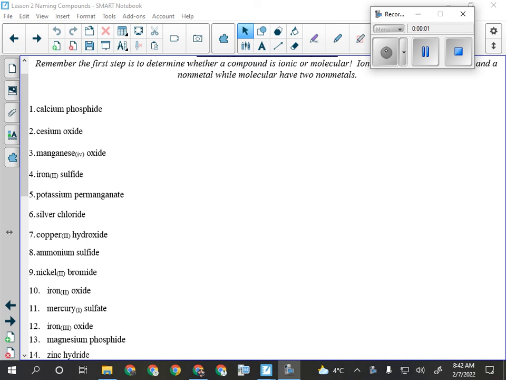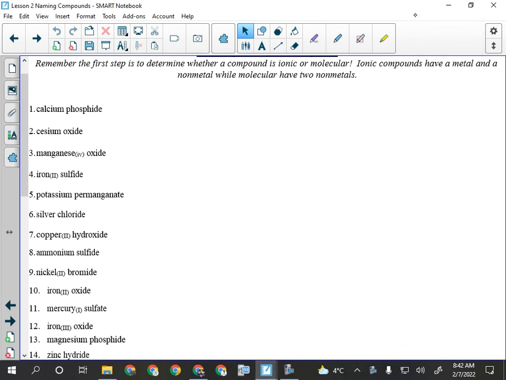All right, so last week we went over how to write the names for both ionic and molecular compounds. For molecular compounds, writing the name is really easy. We just have to put in prefixes according to the number that's in the formula. For ionic compounds, it's still relatively easy. We write the metal first, we write the non-metal second, it ends in -ide.